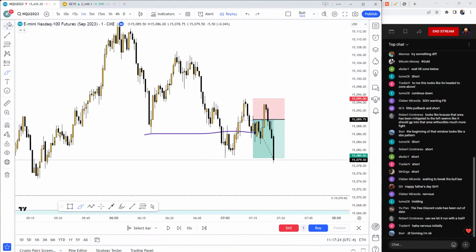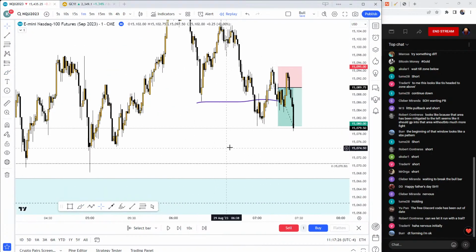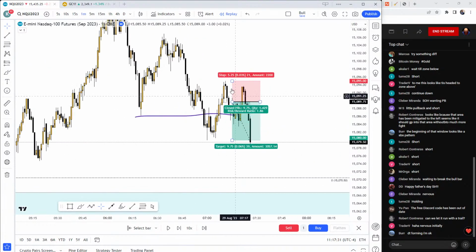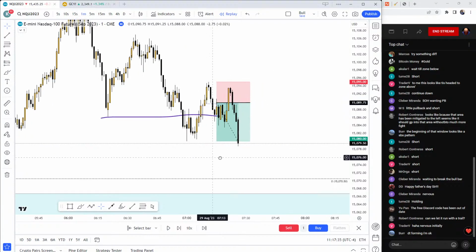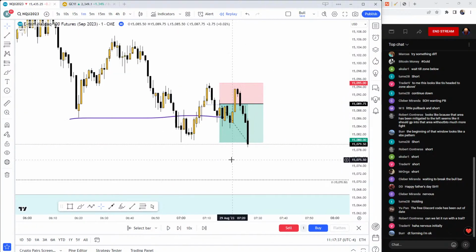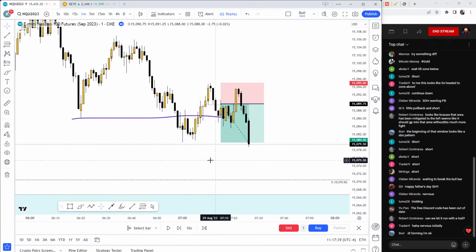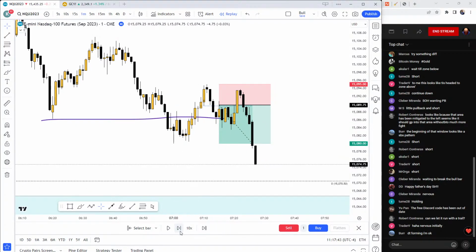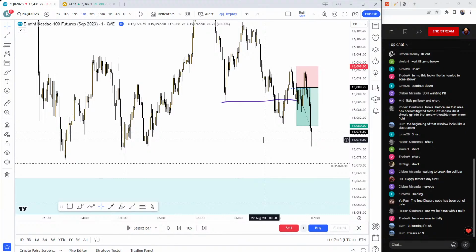Bang. Right? This is where your narrative comes into play. Why are we going lower? We're not just trading based off of areas or price action. We have to have a reason of why we're going up or down, because that's going to move the market.